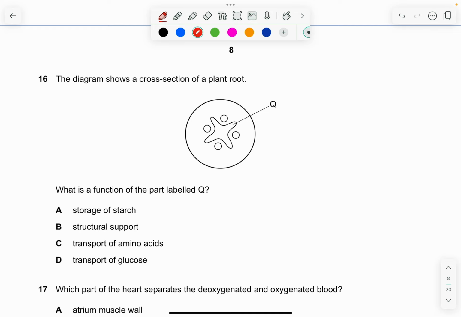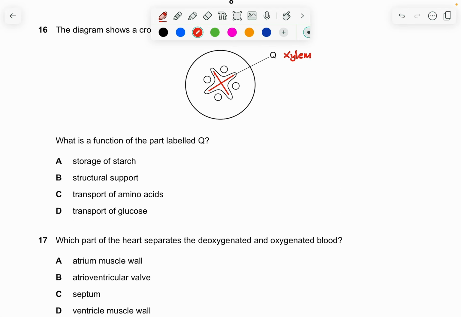Question 16. The diagram shows a cross section of a plant root. What is the function of the xylem, the part labeled Q? I've kind of told you the answer. You know that this is the xylem from the letter X. X means xylem. So what is the function of it? It is to transport.